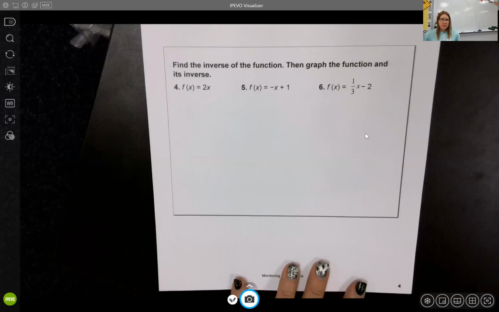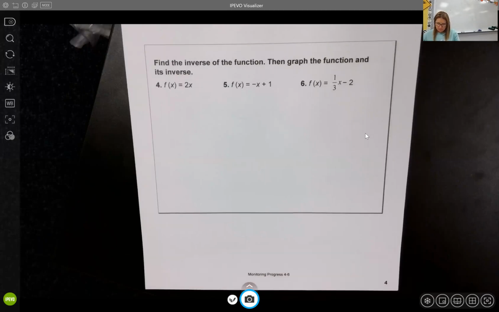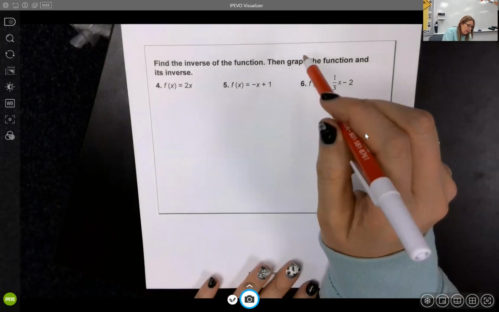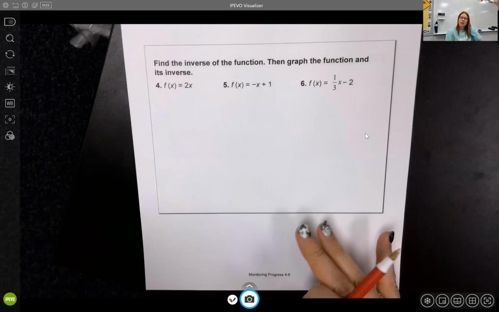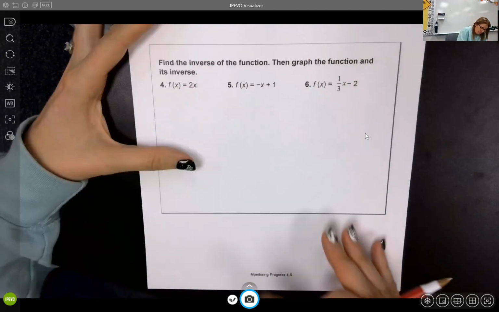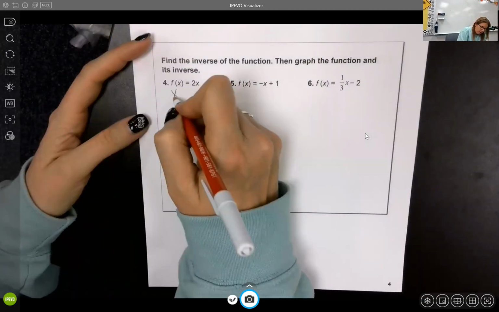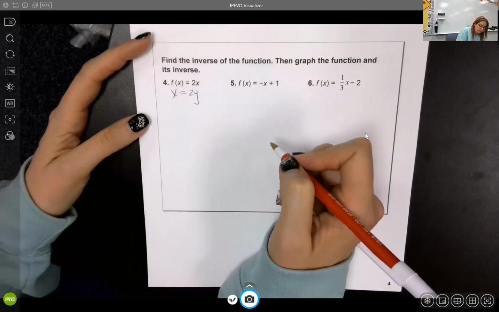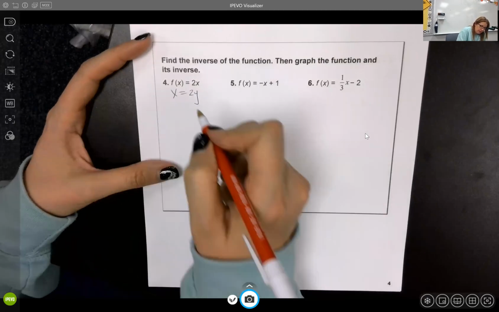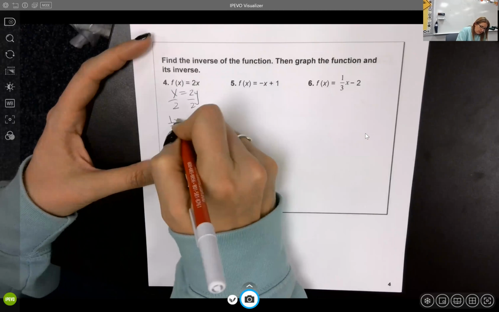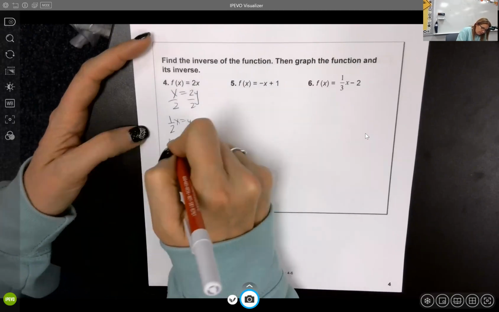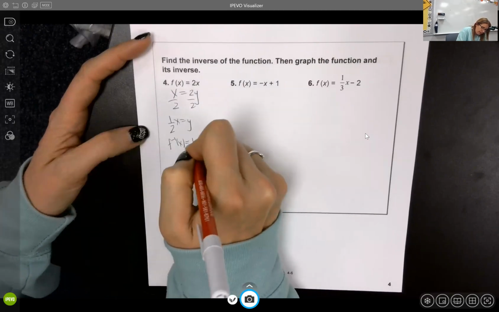All right, so here's 3 practice problems. On these practice problems, let's graph them so that you can see how that works, okay? So x equals 2y, that's the first thing I do. Divide by 2, 1/2 x equals y. So this inverse is 1/2 x.